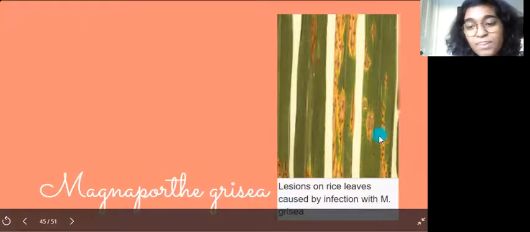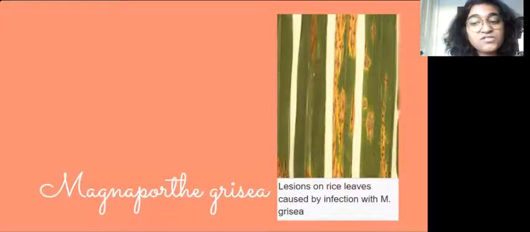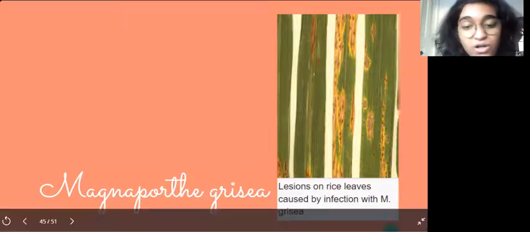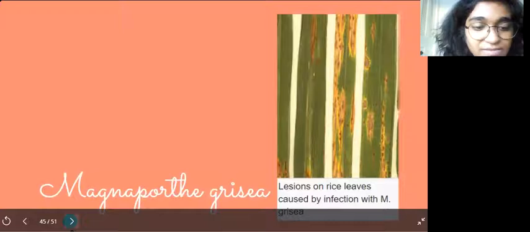Magnaporthe grisea. Each year, it is estimated to destroy enough rice to feed more than 60 million people. The fungus is also known to occur in 85 countries worldwide. Such a bad thing.